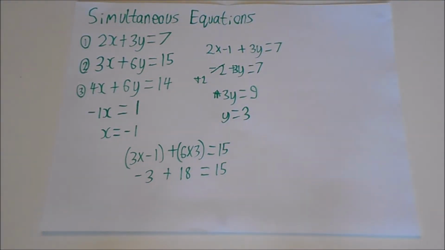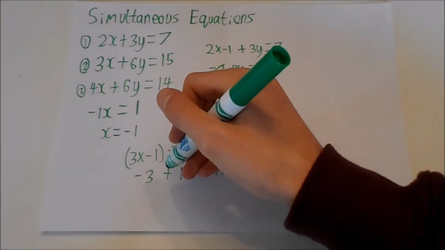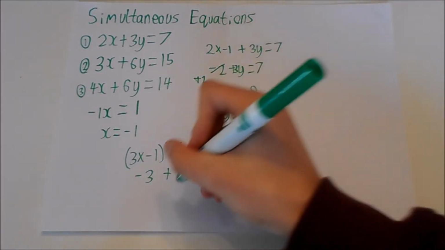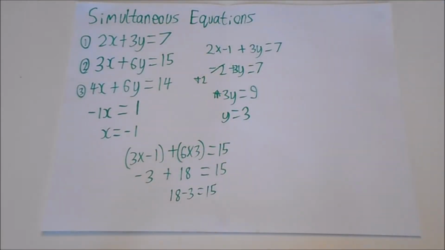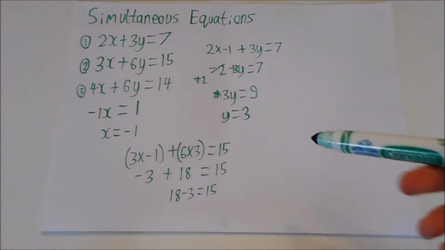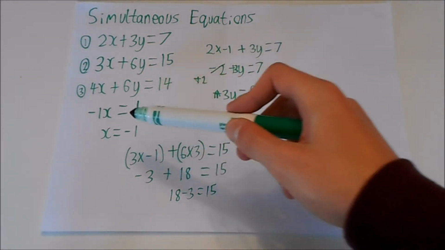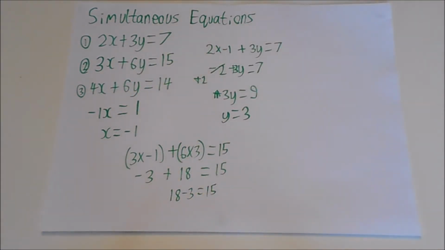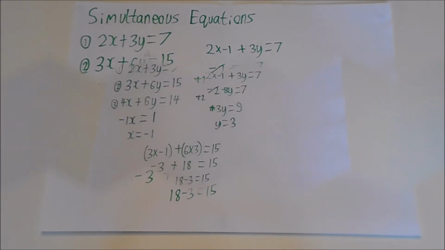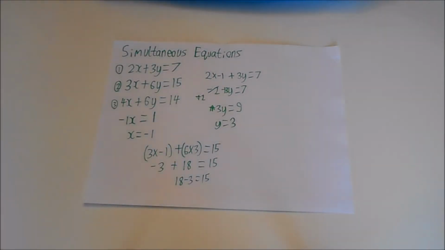So minus 3 plus 18, so 18 minus 3 you could say. 18 minus 3 is 15. So yeah, 18 minus 3 equals 15. So we know that both of these answers are correct because this minus 1 and this 3, they work in both of these equations. So that's how you solve a pair of simultaneous equations. You can now go and try some equations on your own. So now you've watched this video, you should be able to solve a pair of simultaneous equations.